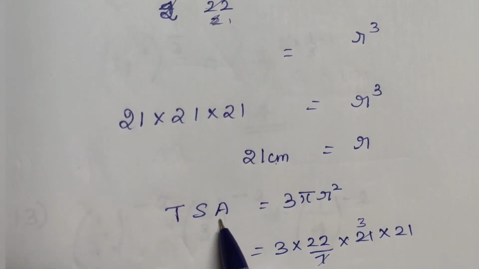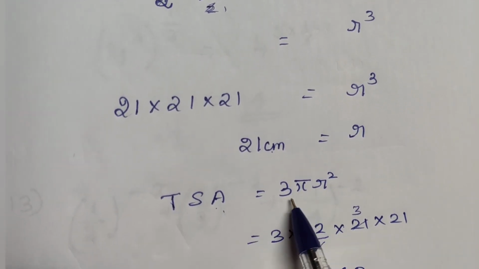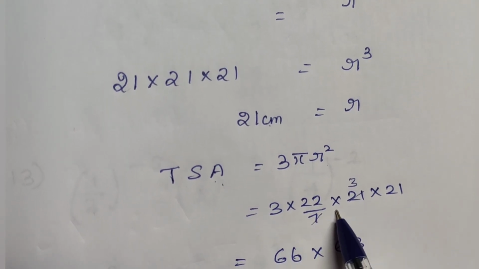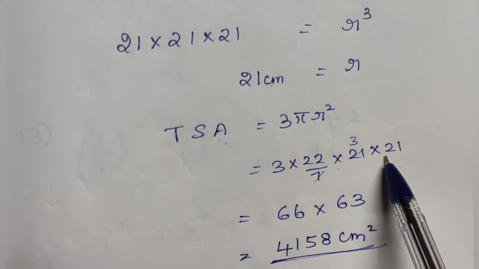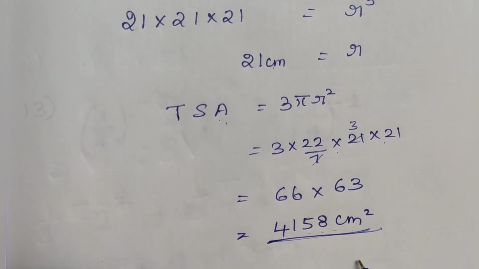Now TSA, total surface area of a hemisphere, formula is 3 pi r squared. 3 into 22 by 7 into r square is 21 into 21, which we'll get 4,158 centimeter square.